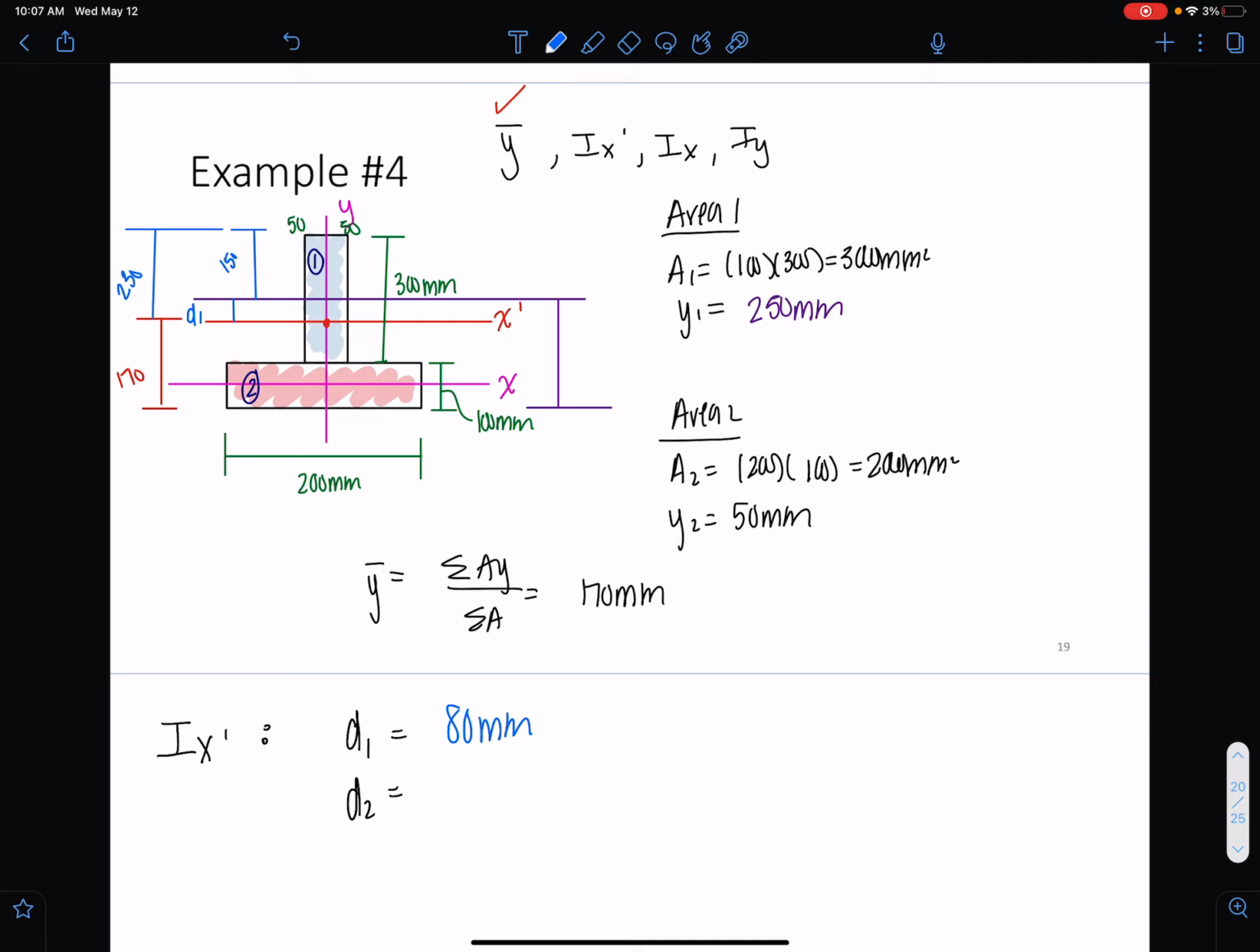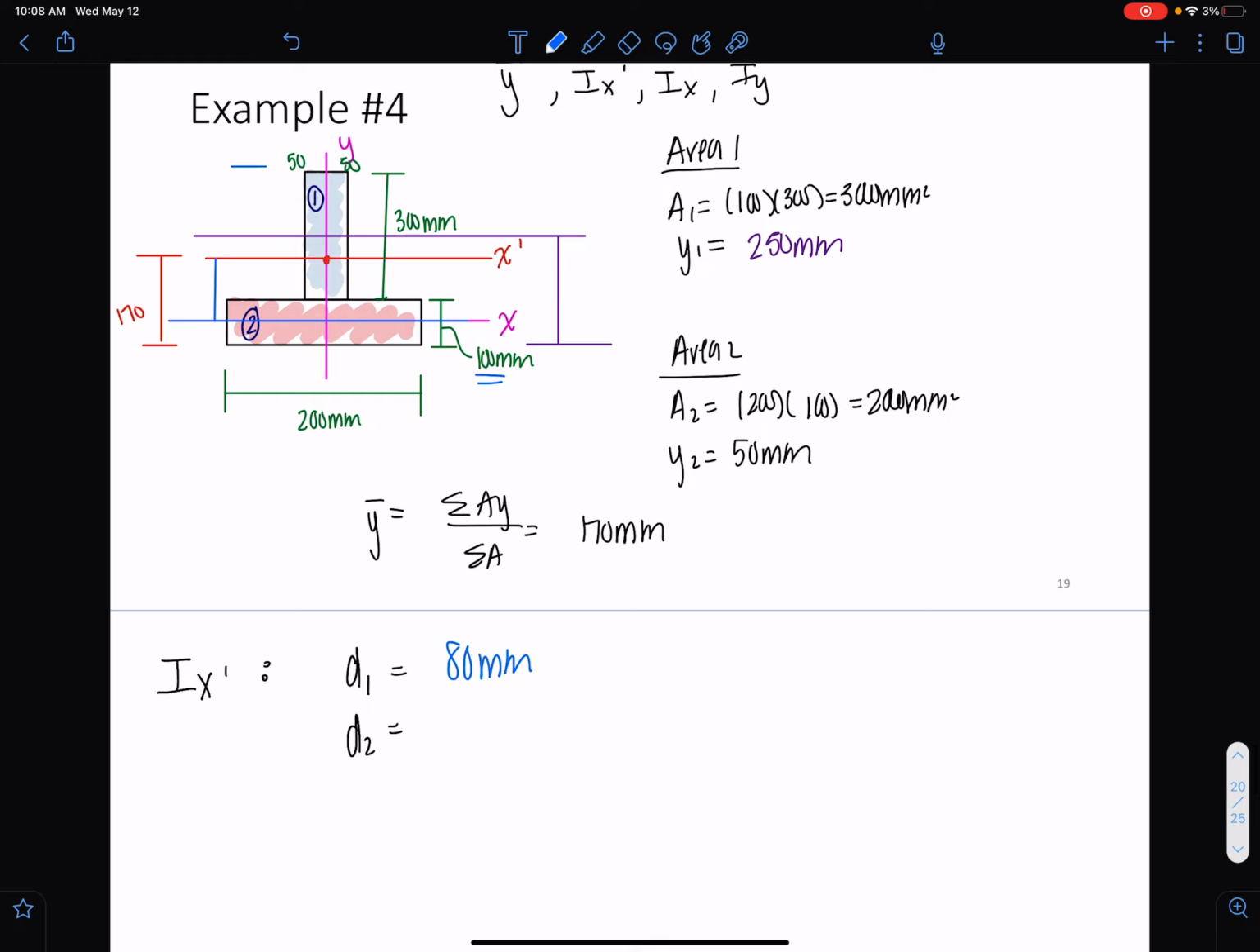Okay, now for our D2, we need the distance from the center of the second shape to this axis we're trying to calculate the moment of inertia about, right? So that would just be 170 minus half of this, which is 50, so 120. This is our D2, okay?